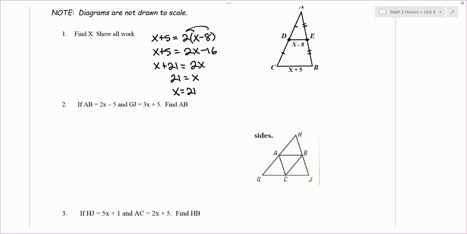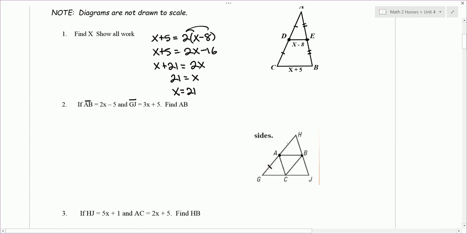Number 2, if AB is 2x minus 5 and GJ is 3x plus 5, find AB. So again here we're going to assume that AB is a midsegment. So there's some missing pieces here.